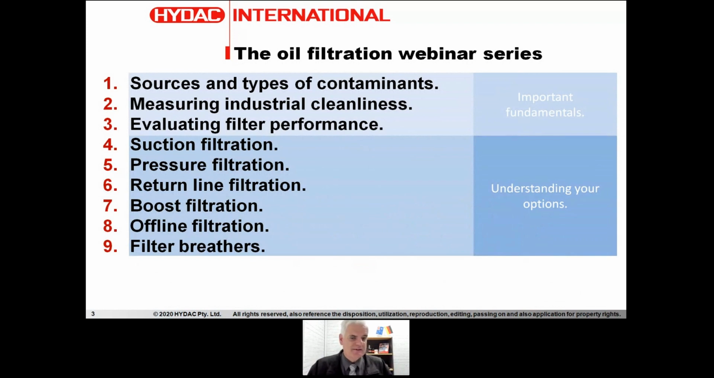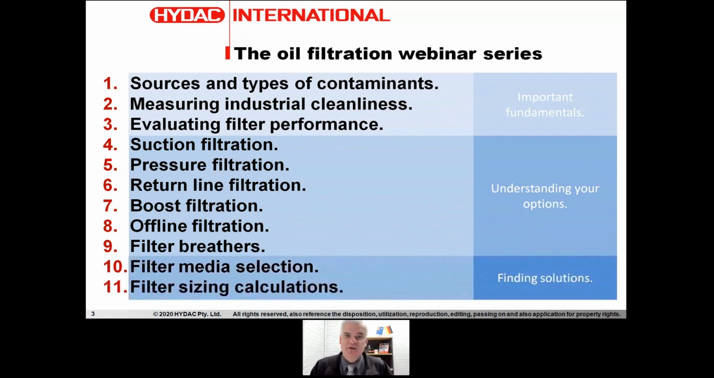And then towards the end of the season, if I can call it that, filter media selection, how to actually choose what media we need in the element to make the results happen that we want to see in our system. And then filter sizing calculations. How do we actually size up the correct solution? So basically, that is the plan. And the plan is that we're going to do a webinar every 2 weeks. And this will see us then to the end of the year.